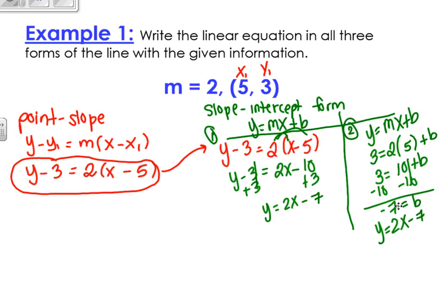I personally don't care which way you do it. So if I asked you slope intercept form, you could either start in point slope and solve for y, or you could just plug in what you know and solve for b. Either one of those is fine with me.